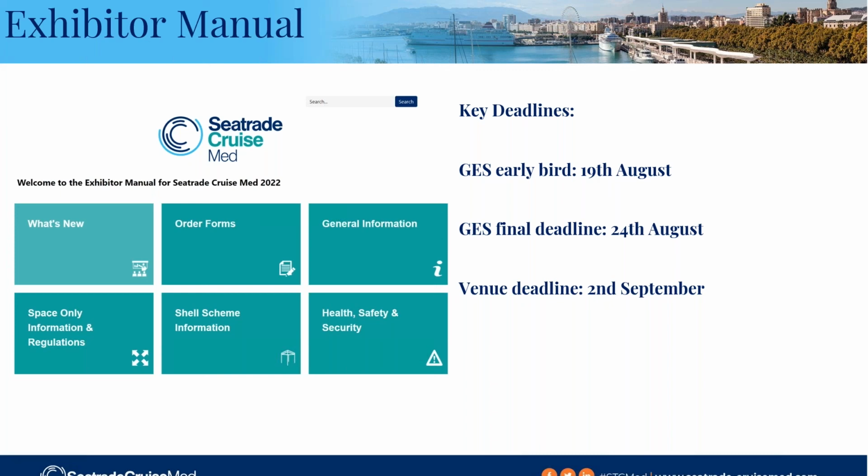And then the GES final deadline is the 24th of August. Anything after this will be upon request and cannot be guaranteed. And then the venue deadline for the venue services like catering, audio, visual, etc. is the 2nd of September.